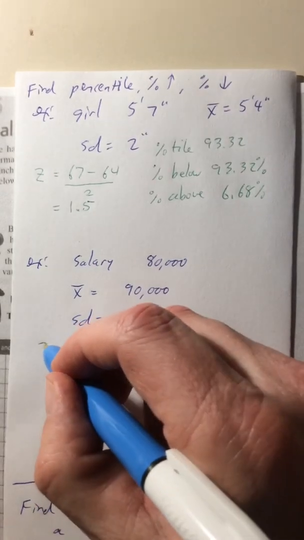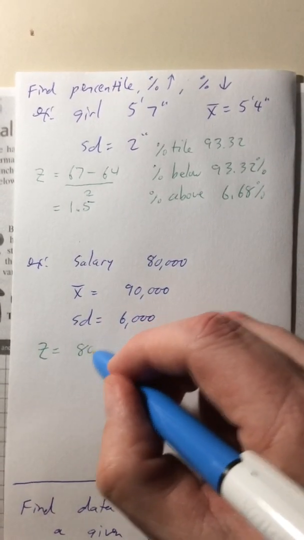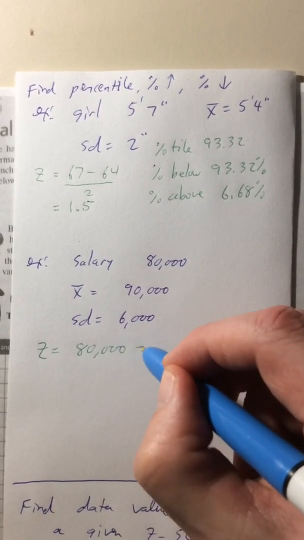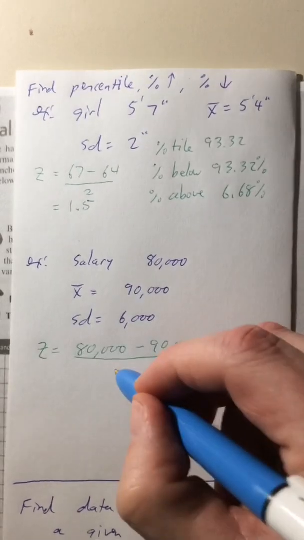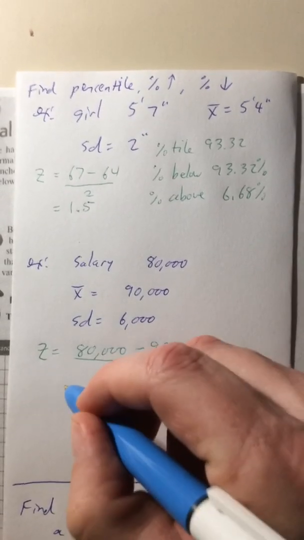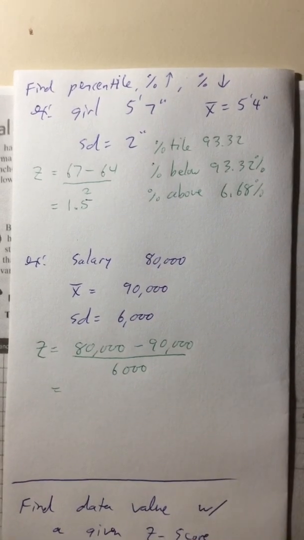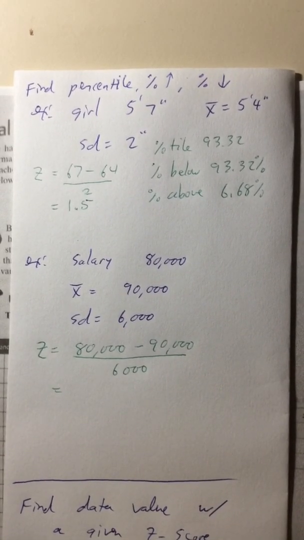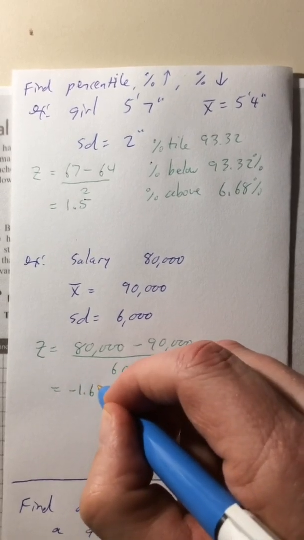So again, we find the z-score. This person's going to be below average here. So we got 80,000 minus 90,000 over 6,000. So 80 minus 90 is negative 10 over 6. 10 divided by 6 equals 1.6 repeating. So negative 1.67.